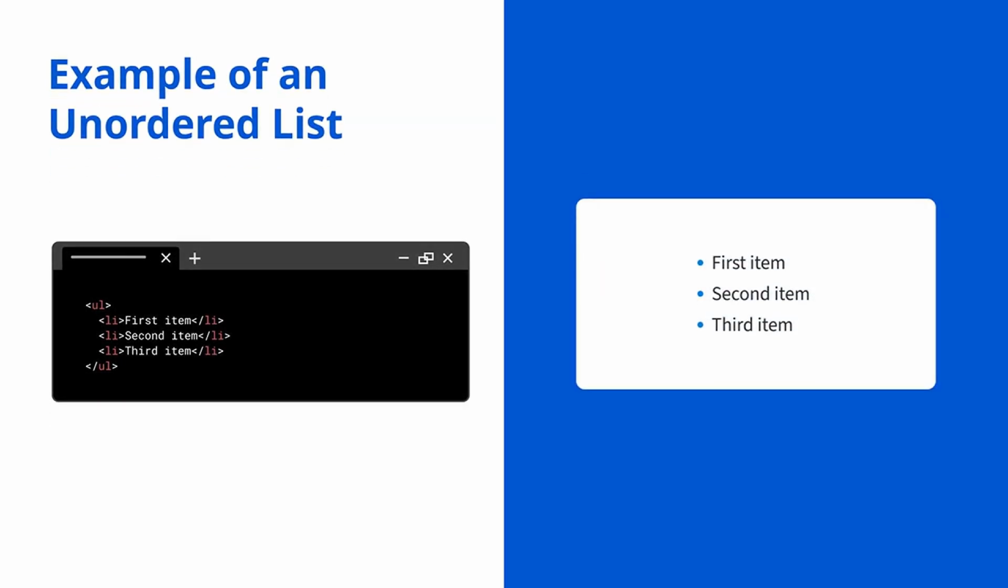Now let's discuss the unordered list. These are created with the UL tag, which gives each item a bullet point. It's perfect for when the order doesn't matter, like a simple checklist. Just as in ordered lists, list items are added using the list item tag, or LI, closing each with a /LI.